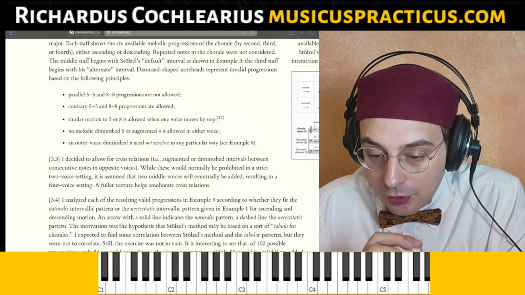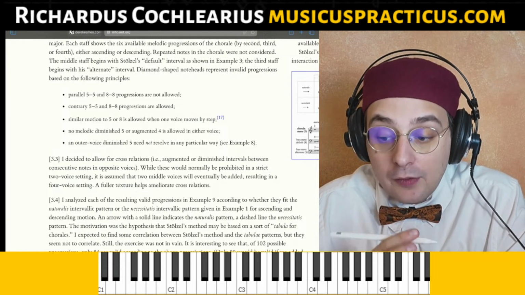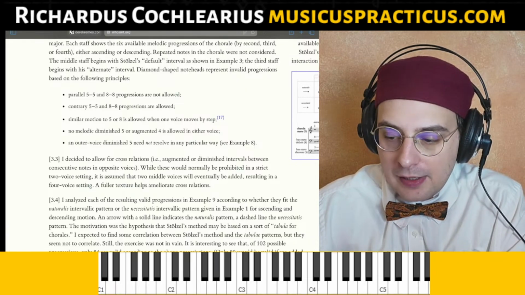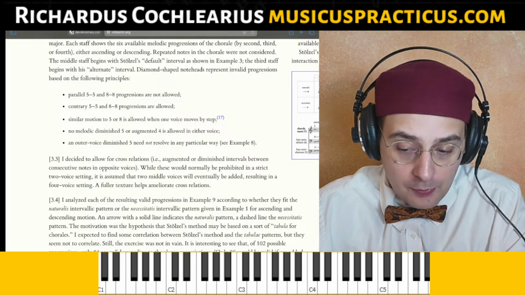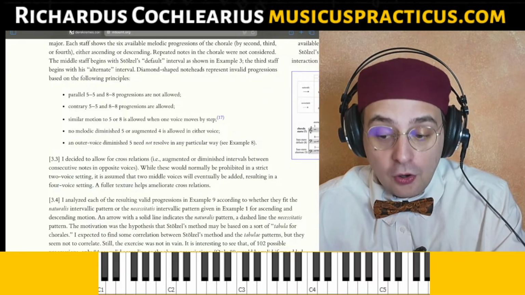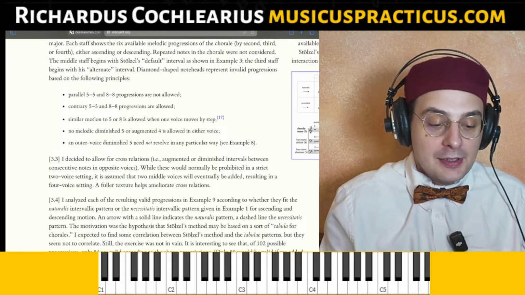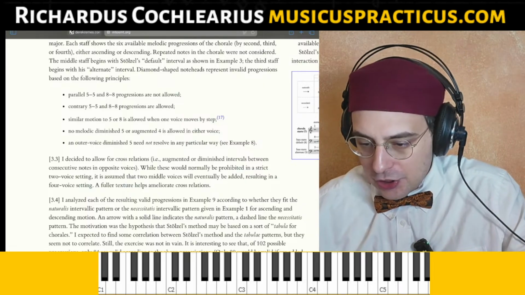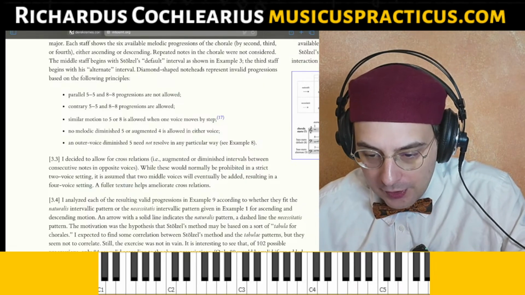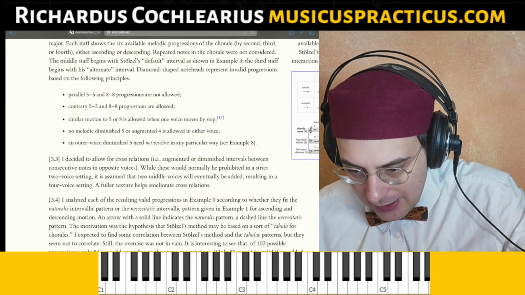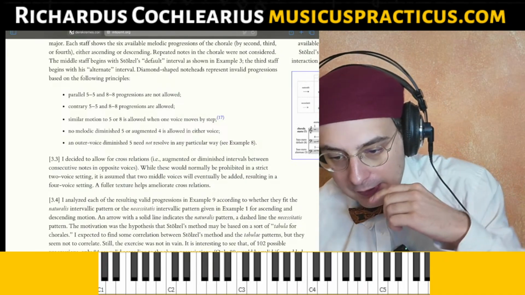Similar motion to a fifth or an octave is allowed when one voice moves by step, especially if you have a semitone. This is very common. No melodic diminished fifth or augmented fourth is allowed in either voice, so basically singing, because it's very harsh. An outer voice diminished fifth need not resolve in any particular way.